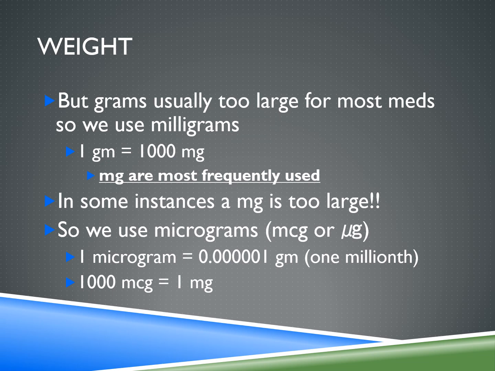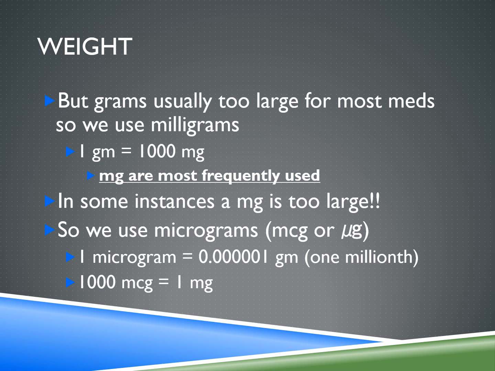However, sometimes they are still too large. So we use something called micrograms. Wrap your head around this, okay? So that 1 milligram, that 1/1000th piece of that paperclip, if you divide that into 1,000, that's a microgram. So a microgram is actually 1/1,000,000th of the paperclip, or 1/1,000,000th of a gram.